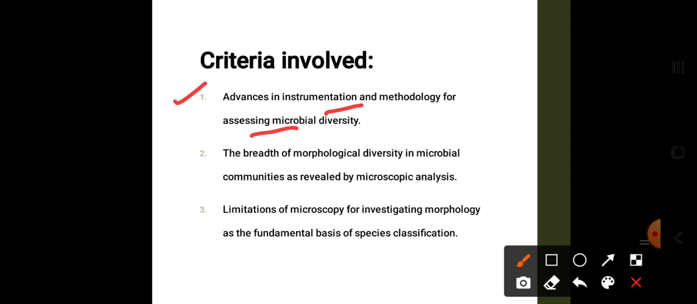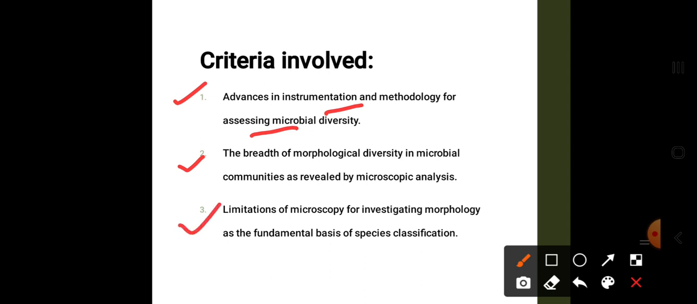The second criterion is the breadth of the microbial morphological diversity in the microbial communities as revealed by microscopic analysis. The breadth of morphological diversity means there is a large number of diversities or morphological variations in the microbial communities, which are revealed by microscopic analysis.